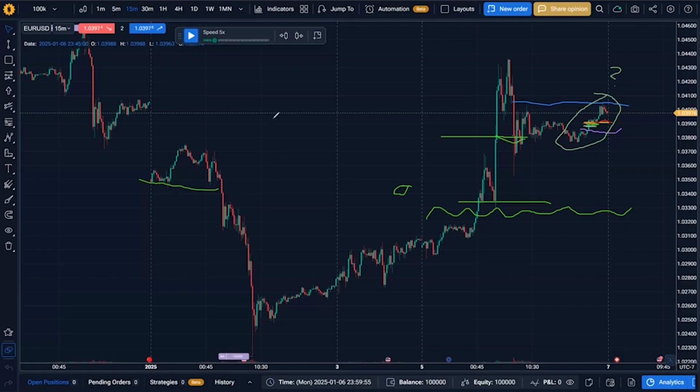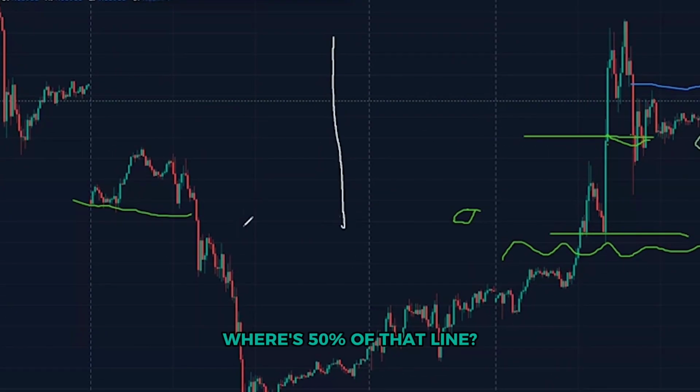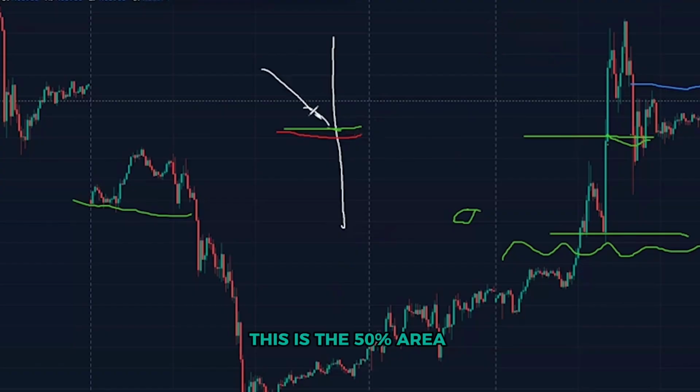Let me make it a little easier here. When I draw a straight line, where's 50% of that line? Good job, Robin. Good job. No, MK, it's not here. All right. If you answered this is the 50% area, you win.